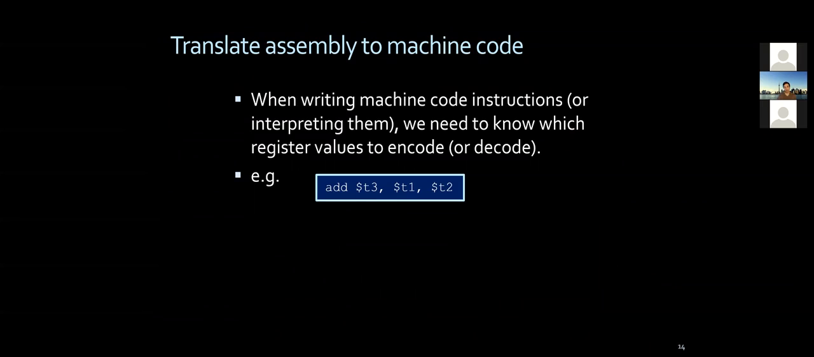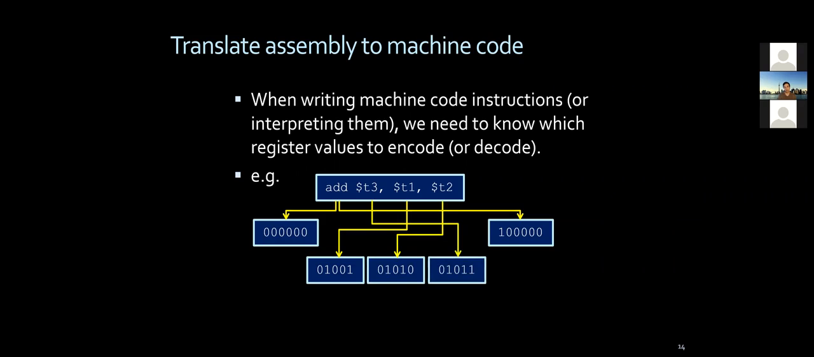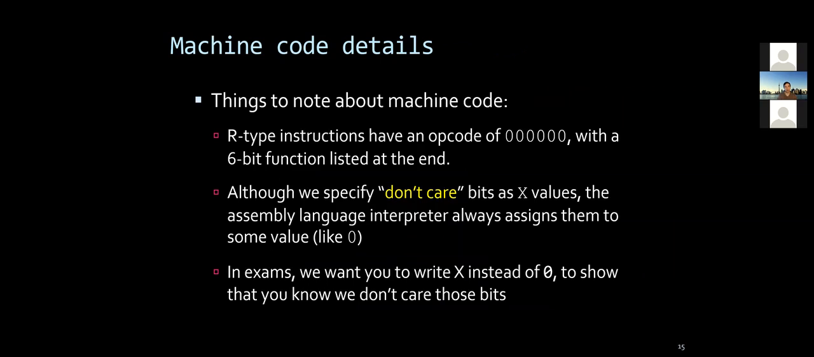So we translate assembly to machine code. When we write machine code instructions or interpret them, we need to know which register's value to encode and decode. So what essentially happens when we have assembly language? We read what is there, we find which instruction we have and what the opcode should be for it. And then for each register, we find the register number it corresponds to. And this is how we get the machine code. As you can see, the process is tedious, but relatively straightforward. There's nothing difficult there, so machines are good at it. And some more machine code details.